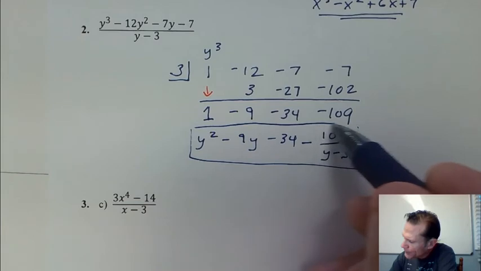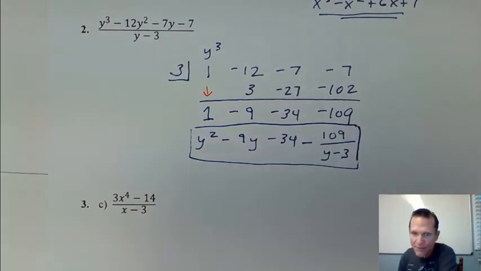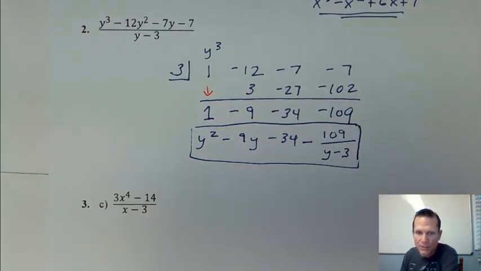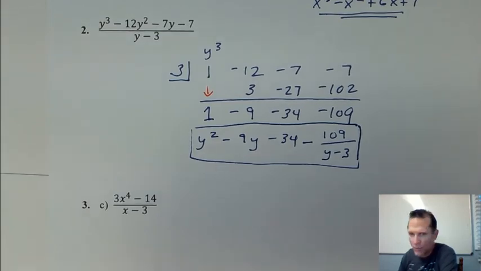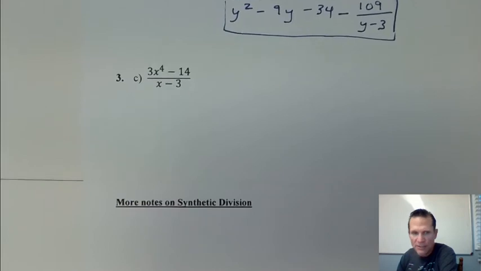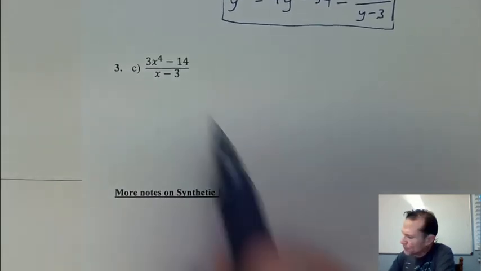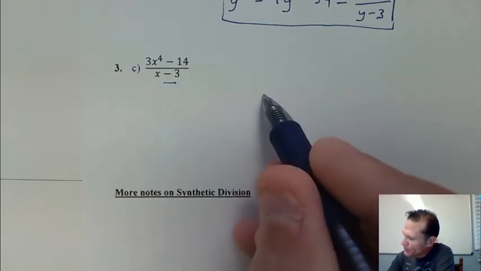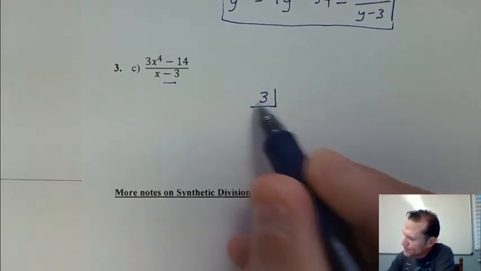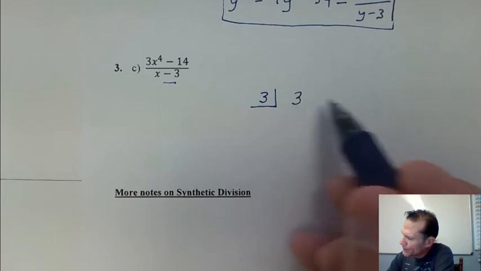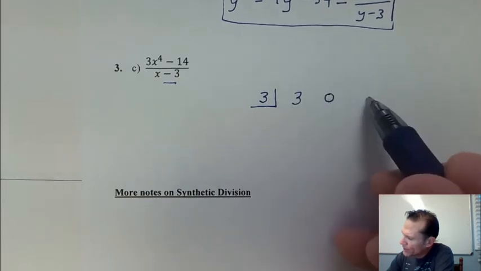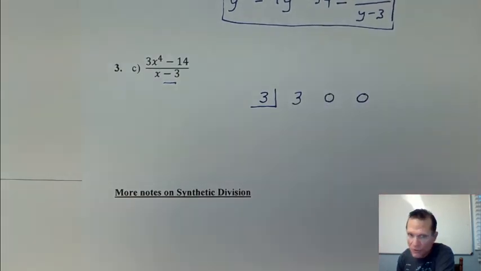Kind of strange looking answer, it didn't divide in there evenly, but you can see the synthetic division is quite helpful in moving through this a little quicker. Okay, so let's look at this last one here in this video. We changed the sign on this, so I have 3. I'm going to write down 3, 0, 0.